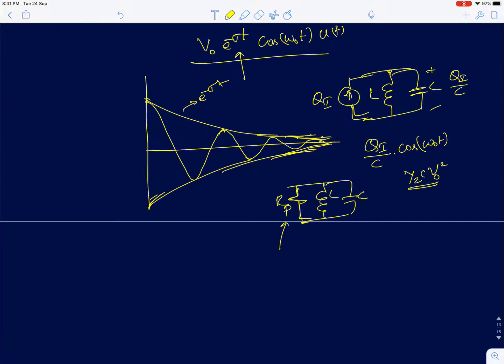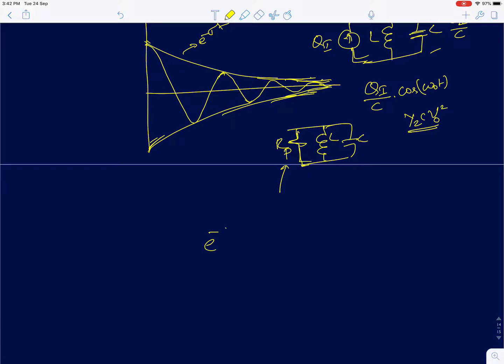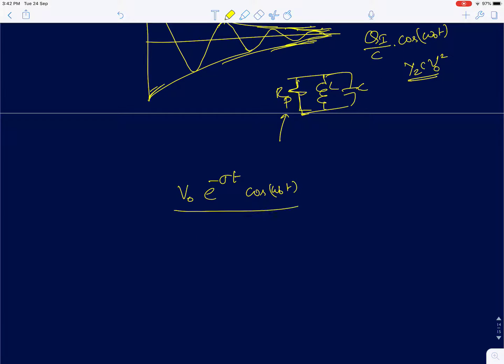Now one of the useful applications of impulse response is visually inspecting and finding the Q of a parallel RLC circuit. Sometimes the circuit may not be accessible, so you may have to just feed an impulse and look at the output, and by looking at the output we can actually predict the Q of the parallel RLC circuit. How do we do that? I'll write e power minus sigma t into cos omega naught t into V naught. We'll try to compare this term.